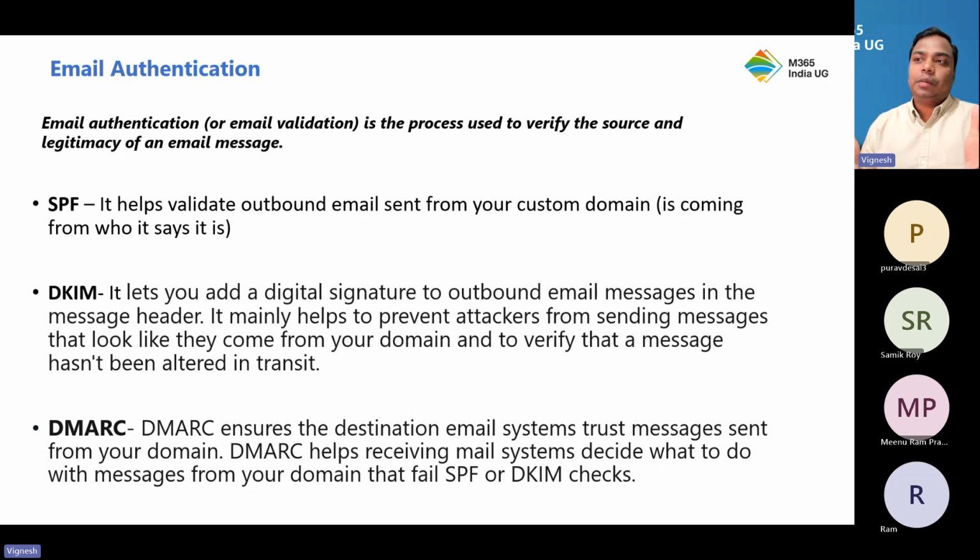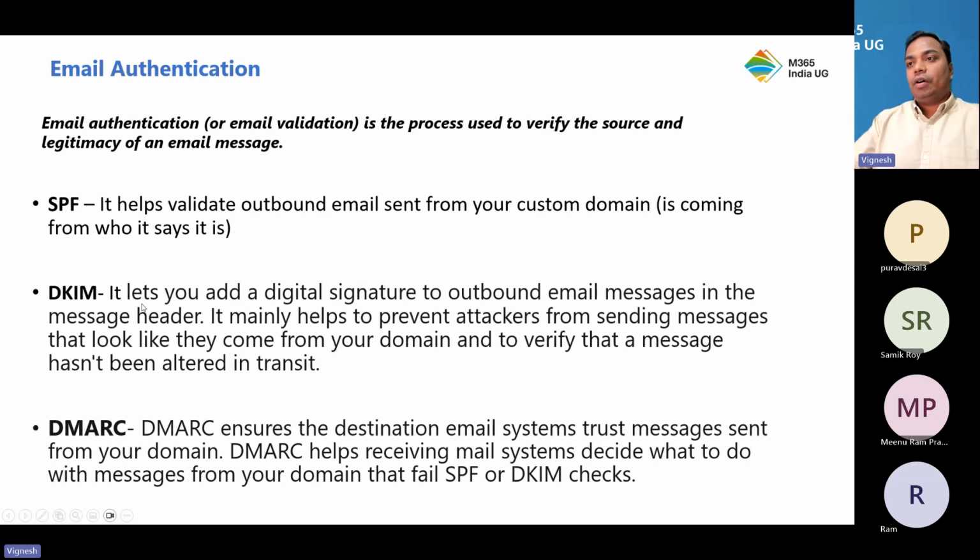Your SPF helps to validate outbound email sent from your custom domain, right? Then you have the DKIM, where every email gets a digital signature in the message header. It mainly helps to prevent attackers from sending messages that look like they come from your domain, and to verify that a message hasn't been altered in transit. Then you also have the DMARC, which ensures the destination email system trusts messages sent from your domain. This is once again a multi-layered approach. What I mean by this is you have to first configure SPF, then the DKIM, and then the DMARC. That could be a scenario where a mail made its way through SPF, right?